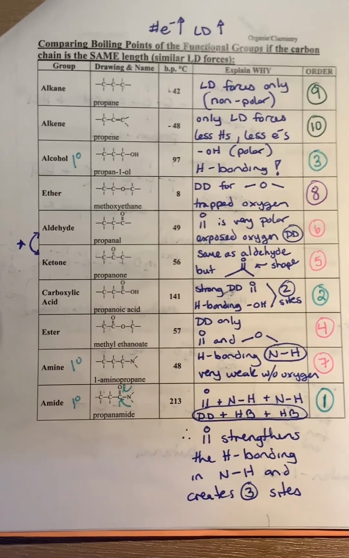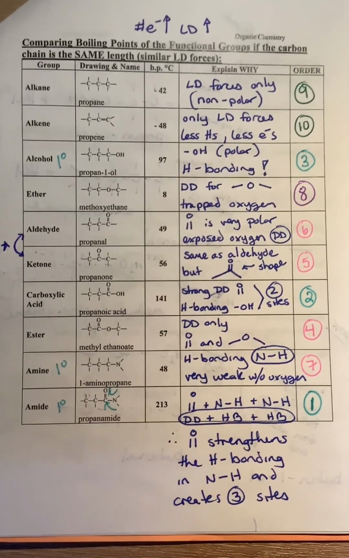Now, if you look at this, you can clearly see the order, and I suggest that you know this order and be able to explain it, and that will help you with boiling points.